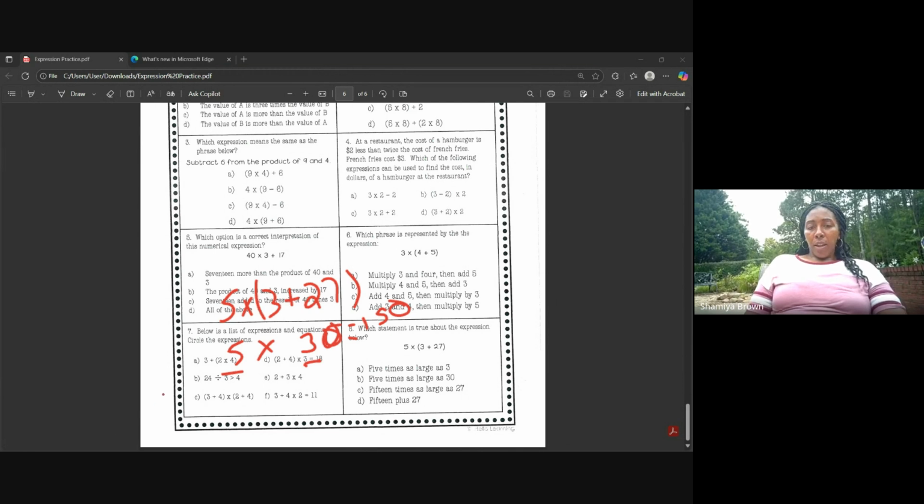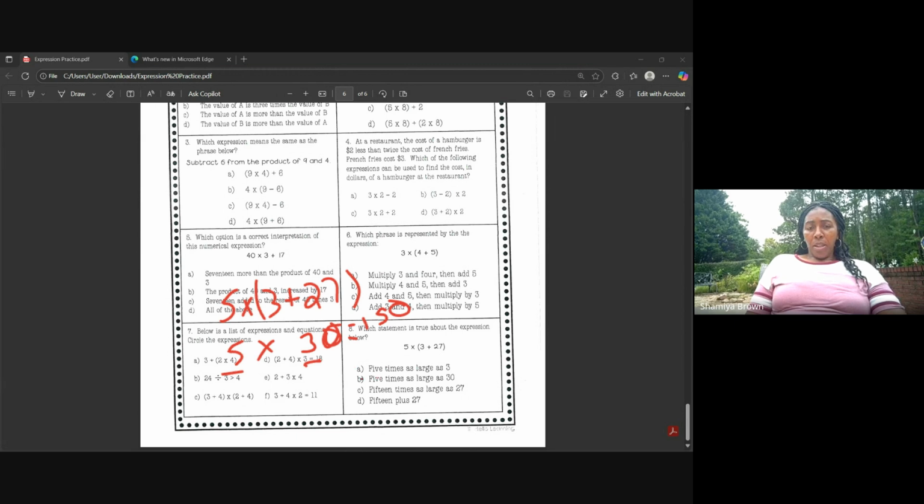A says 5 times as large as 3. Which statement is true about the expression? The answer, they're saying the answer is 5 times as large as 3. Well, no, that's not true because 5 times 3 would be 15. So that won't be my answer.